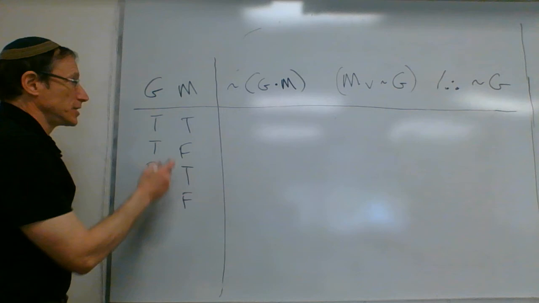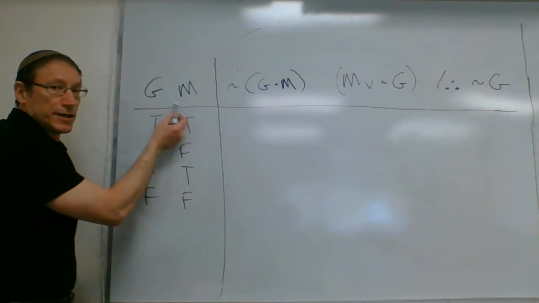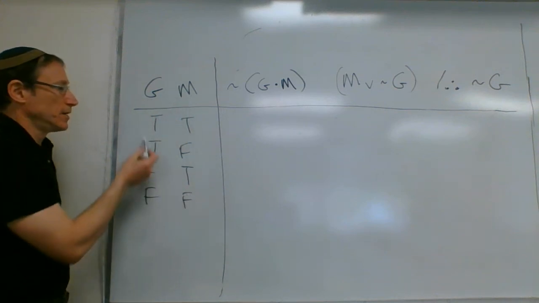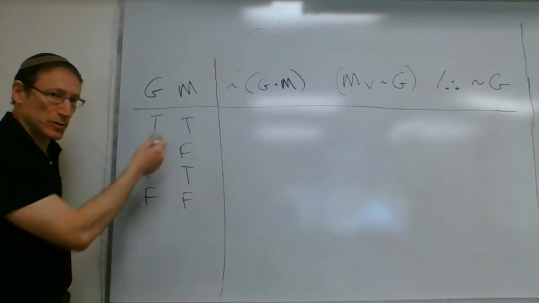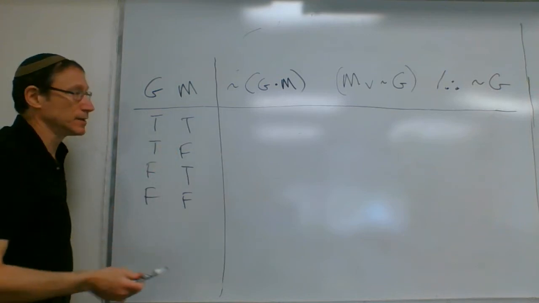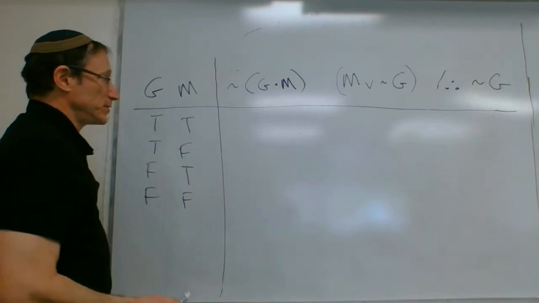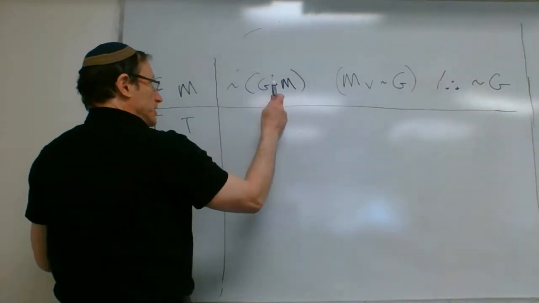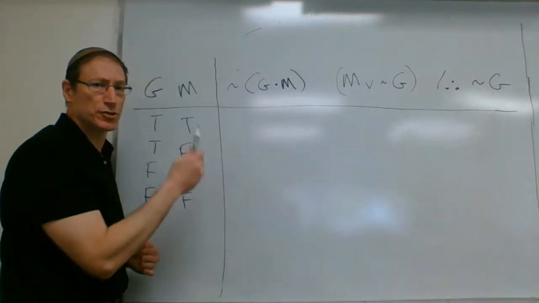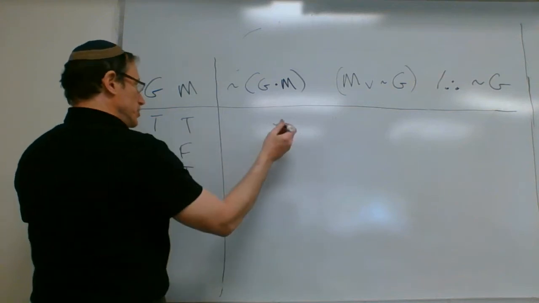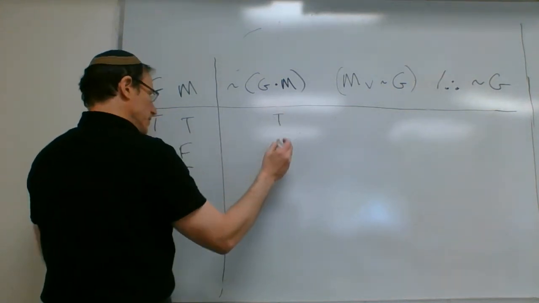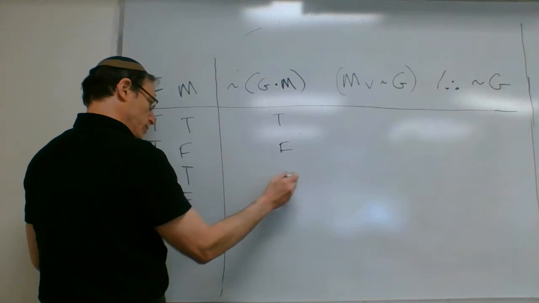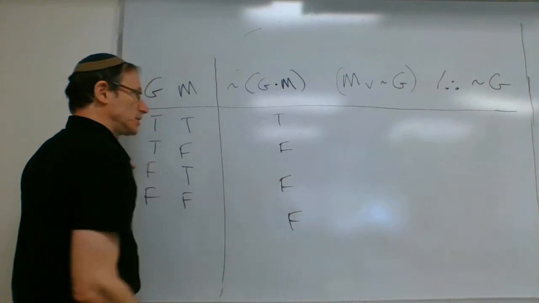Now with M and G, well, I wrote G and M in alphabetical order. There are 4 possible combinations. We're supposed to list them in this way. Now we have to do each premise separately. So I have not (G and M). So what should I do first? I should do the dot first. G and M is true over here and false everywhere else because it's a conjunction.